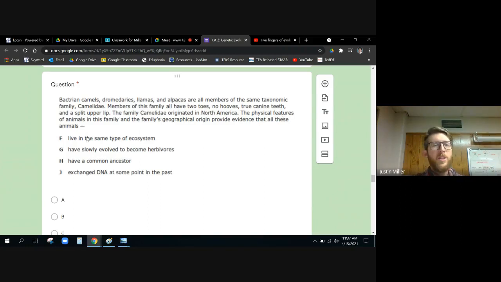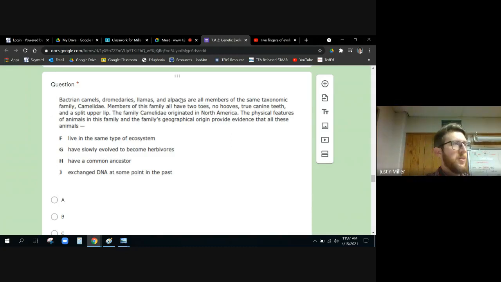And these physical features in this family provide evidence that all of these animals, what? Live in the same type of ecosystem? Well, no, alpacas actually are more of a rainforest animal.